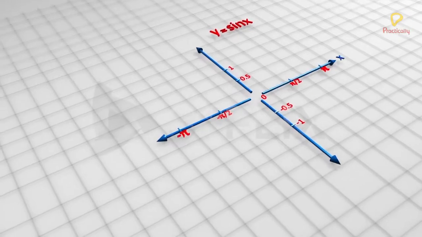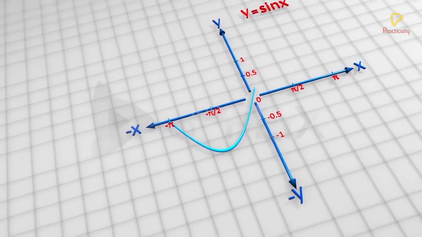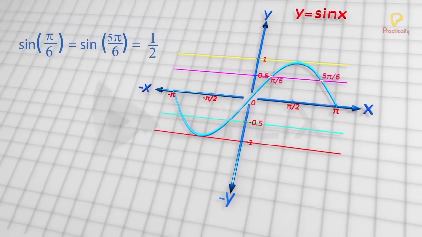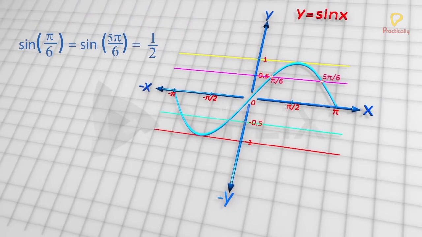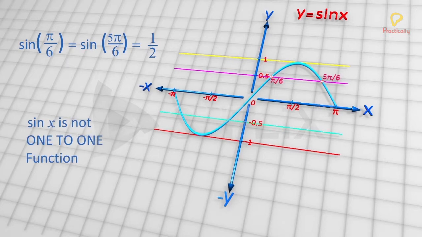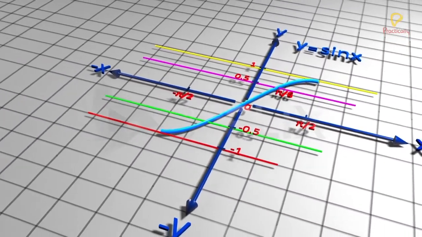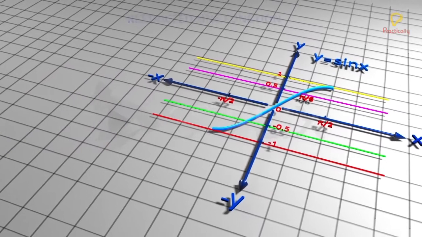From the graph of sine x, we observe that sine pi by 6 is equal to sine 5 pi by 6 is equal to 1 by 2. So, the trigonometric function sine x is not a one-to-one function. In order to create an inverse function, we must restrict its domain.